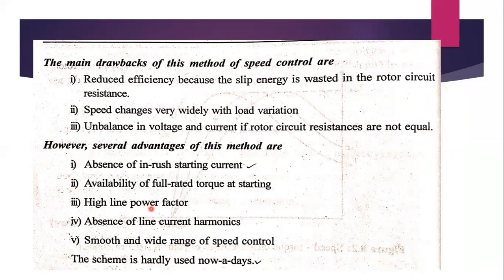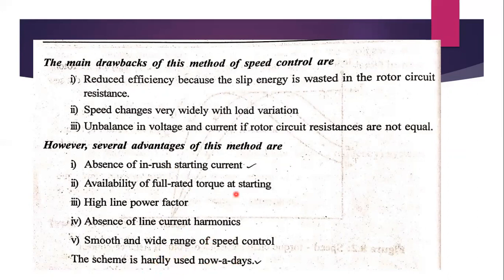Understand? High line power factor. Power factor is cos phi equals R by Z, so if the resistance is more, the power factor also increases. Then there is absence of line current harmonics, and smooth and wide range of speed control is also possible. These are the several advantages of the slip ring induction motor. However, this scheme is hardly used nowadays.